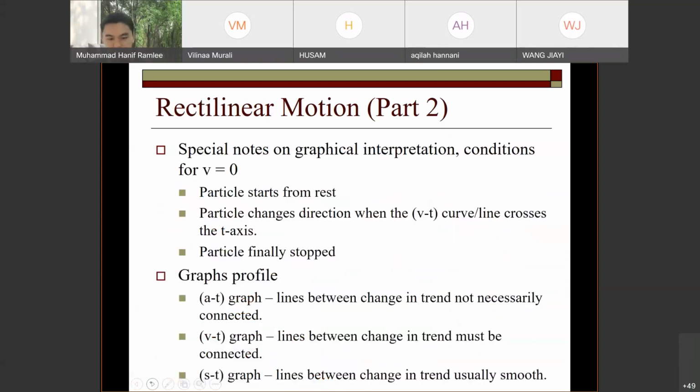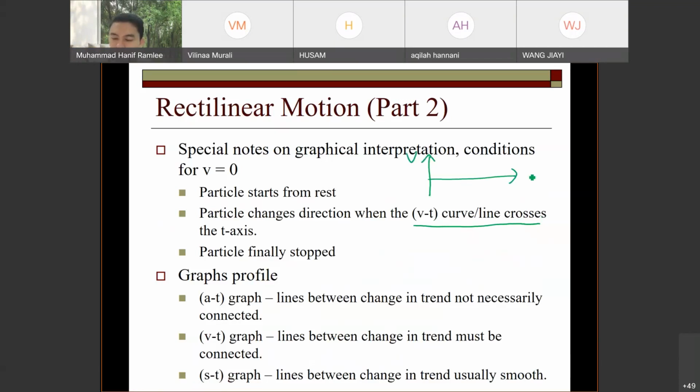Okay, this is the special note. I think it is similar to before, where the condition is v equal to 0. When v equal to 0, the particle starts to rise. Of course, the particle is not moving yet. It is going to move, but it tends to start. Another condition where v equal to 0 is when the particle changes direction, when the vt curve or line crosses the t-axis. For example, like this.